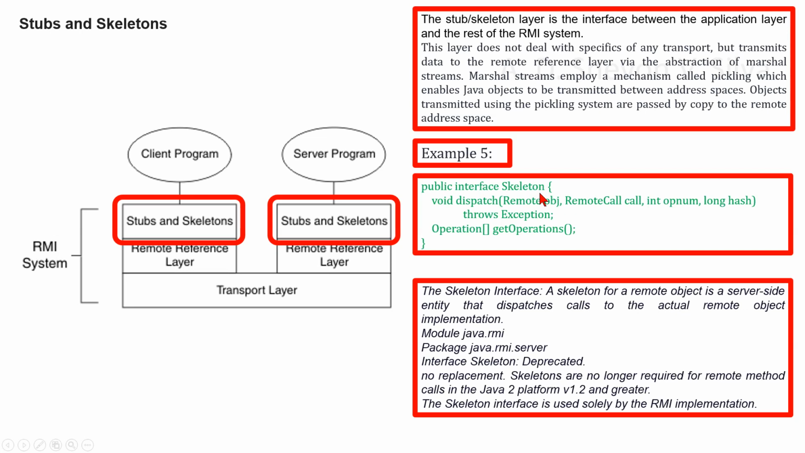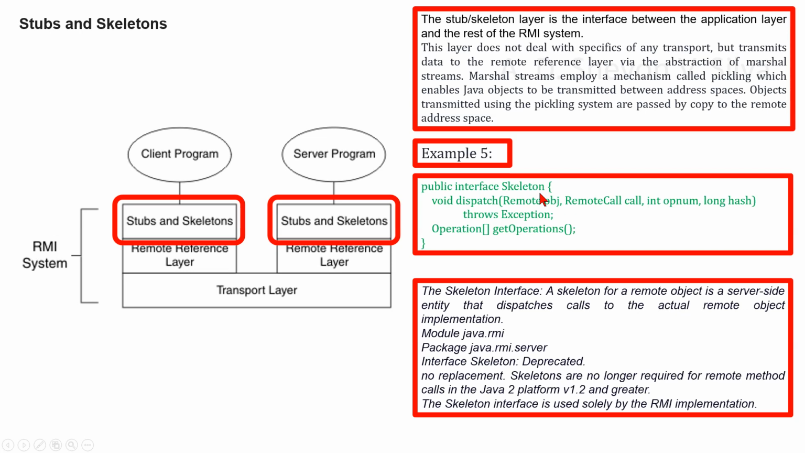Skeletons are no longer required for remote method call dispatch as of Java 2 SDK Standard Edition version 1.2 compatible versions. To generate stubs that are compatible with 1.2 or later versions, use the command rmic with the option -v1.2.